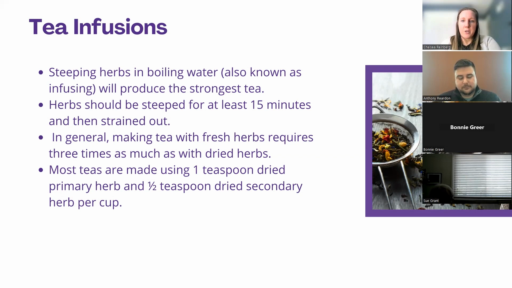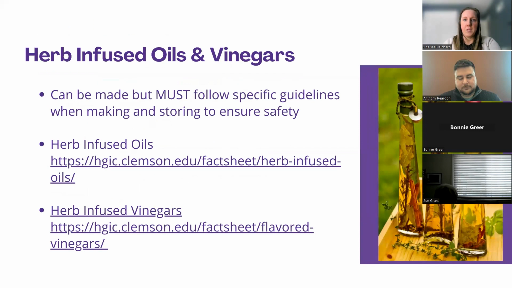Most tea, the ratios are about 1 teaspoon of a dried primary herb and then half a teaspoon of a dried secondary herb per cup of water. Again, experiment, mix and match. That is just a recommendation, but adjust based on your flavor preference. You can make herb infused oils and vinegars.